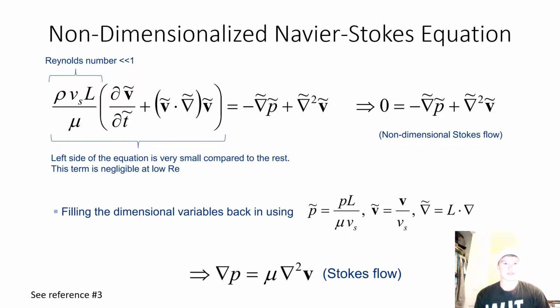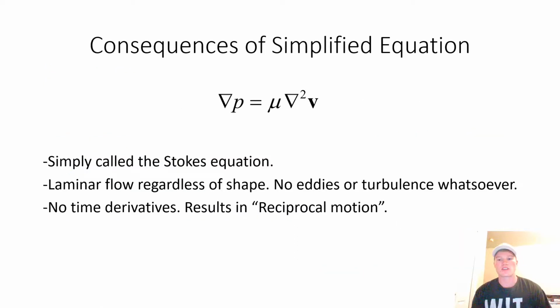And you can see how it simplifies when the Reynolds number on the left goes almost to 0, and you can get rid of that whole left-hand term. It simplifies to what you see below. So this simplified version of the Navier-Stokes equation is simply called the Stokes equation. And some results of the Stokes equation is that the flow will be laminar regardless of the shape. There will be no eddies or turbulence whatsoever because the Reynolds number is so low.